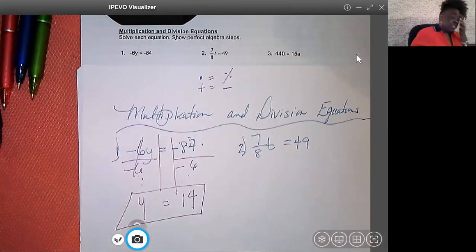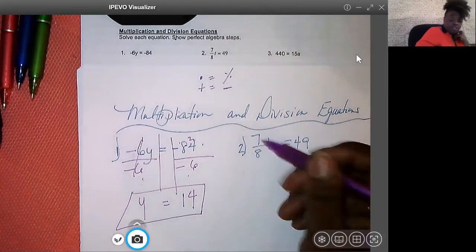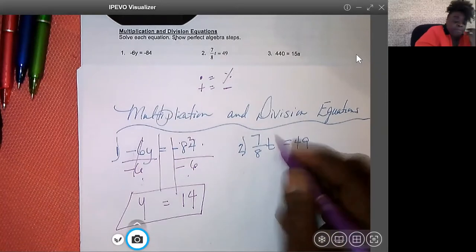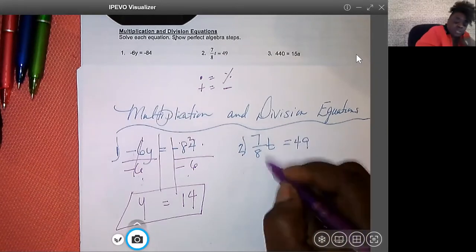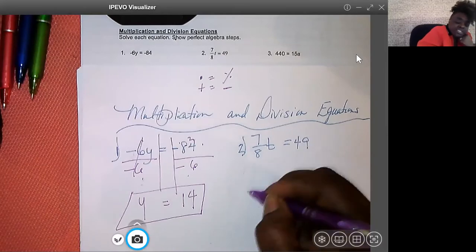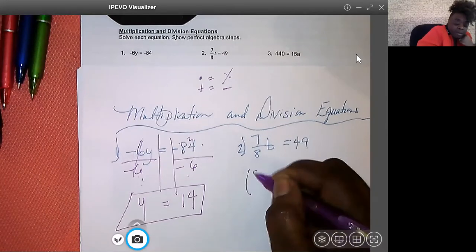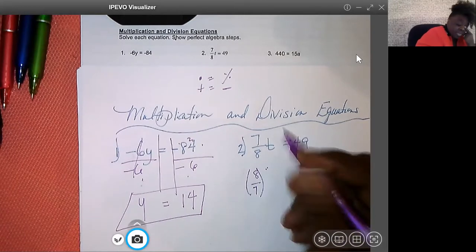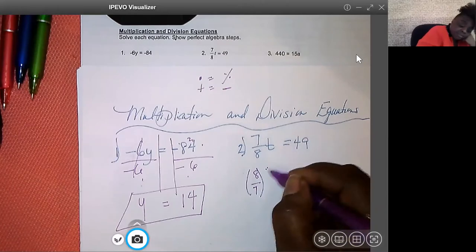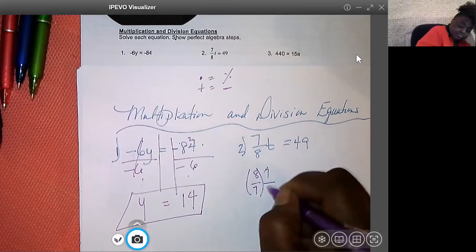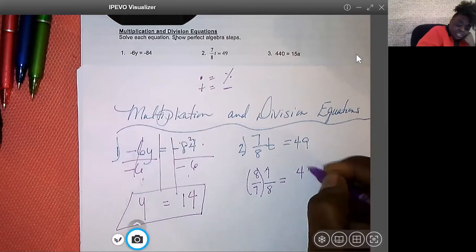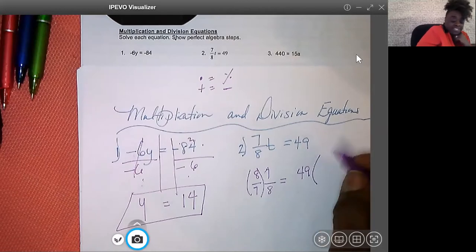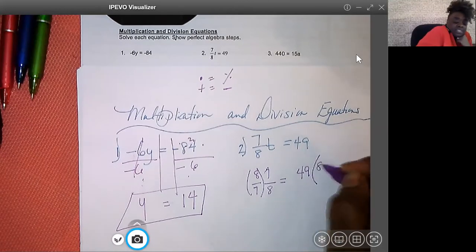So now we're looking at number 2, and on number 2 we have a fraction bar. Well, another word for fraction is division, because it's a part over a whole, which is division. So what we'll need to do is multiply by that fraction, and we're going to do the opposite and the inverse operation. And whatever we do on one side, once again, we do on the other side. So if we multiply by 8/7 on the left side, we must do that on the right side as well.